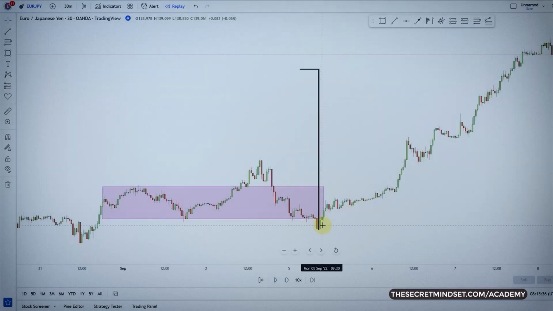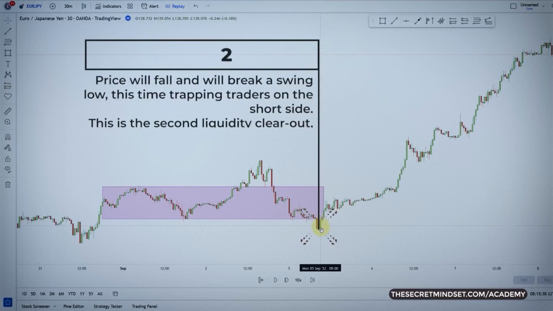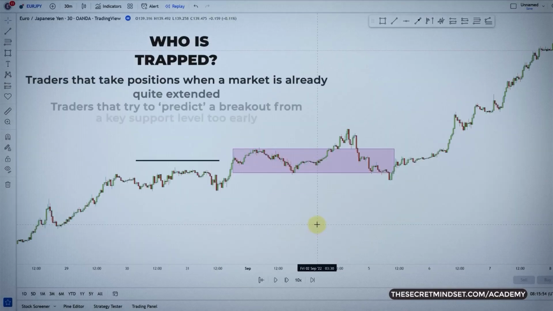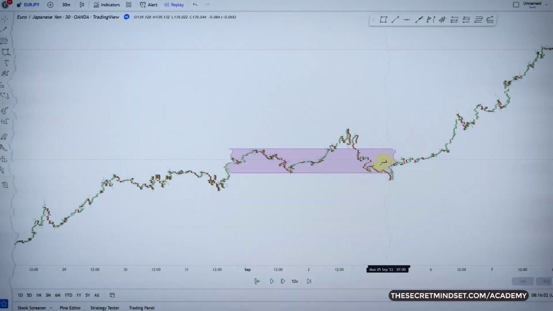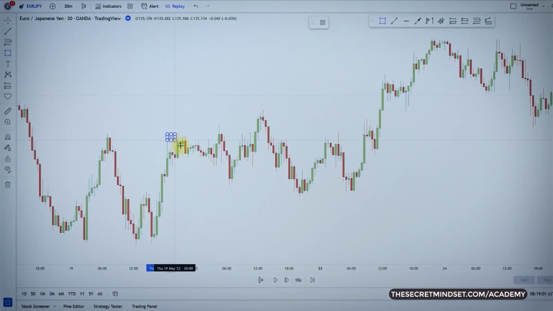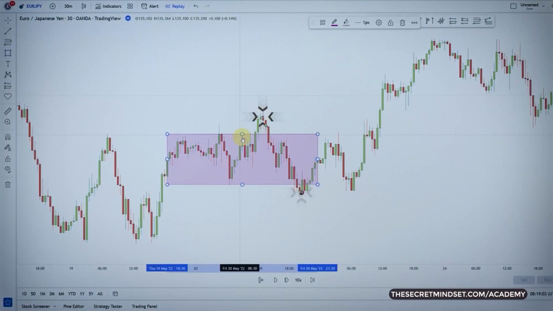The second part of the pattern consists in another trap. Price will fall and will break a swing low, this time trapping traders on the short side. This is the second liquidity clear-out, designed to trap the weak hands in the market. This includes traders that take positions when a market is already quite extended, or they try to predict a breakout from a key support level too early. Smart money of course watch for these missteps of the amateurs.